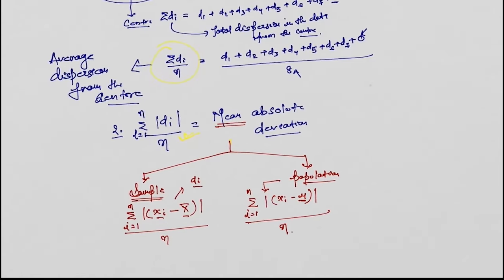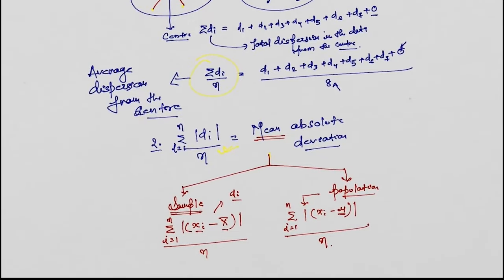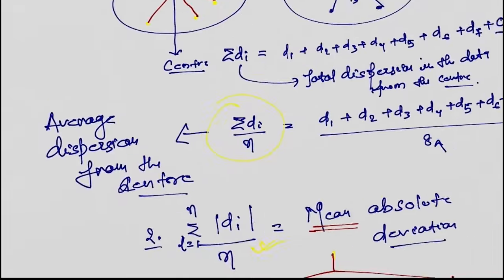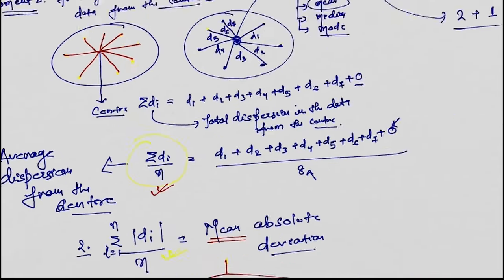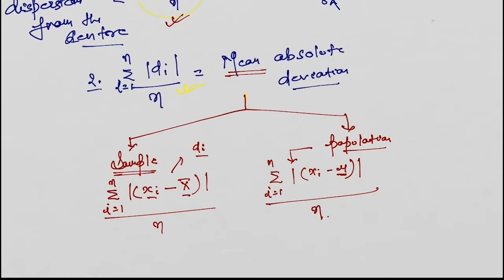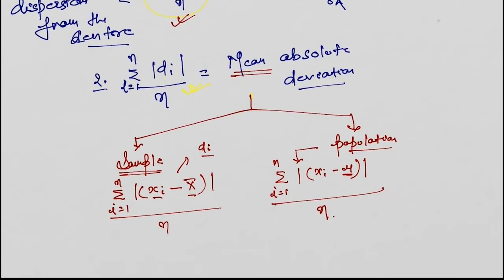So we just studied two measures in moment two: mean absolute deviation and range. We discarded the other formula because it was giving a deviation of zero even though there is dispersion in the data. So for moment two, we can use mean absolute deviation or range. But there is a problem. Range does not get respect in the finance world. Mean absolute deviation does not get the due respect in finance either.